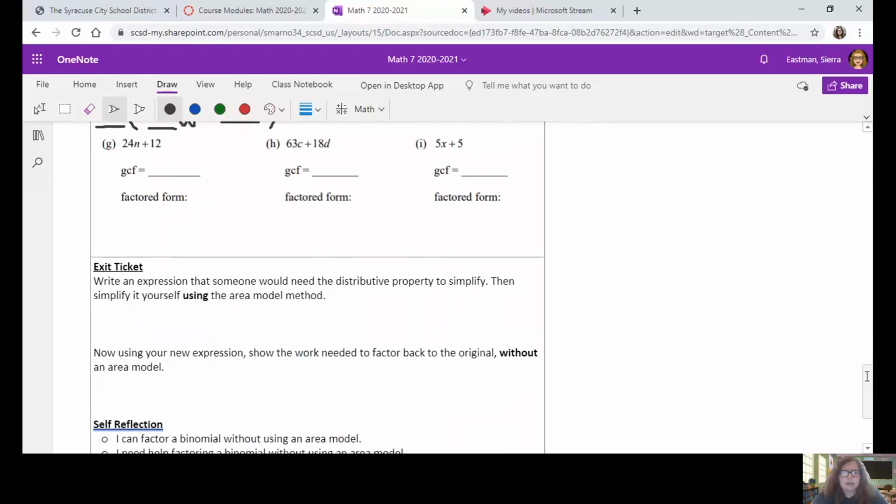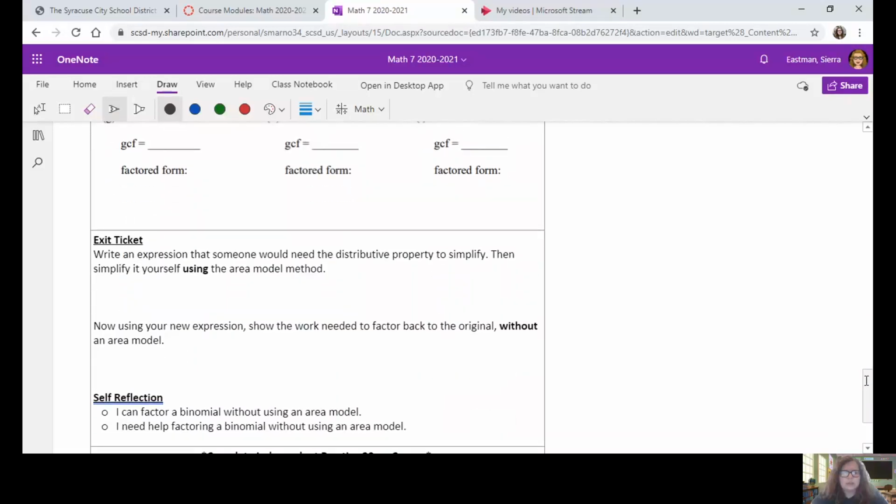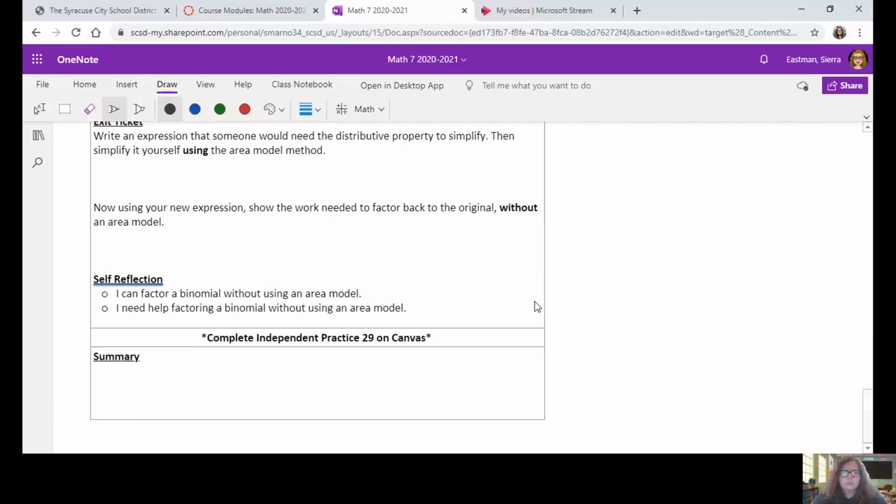Try the exit ticket as well, creating your own expression. Make sure you answer the self-reflection. And then the very last activity for today is to complete independent practice 29 back on Canvas. And you guys are done.